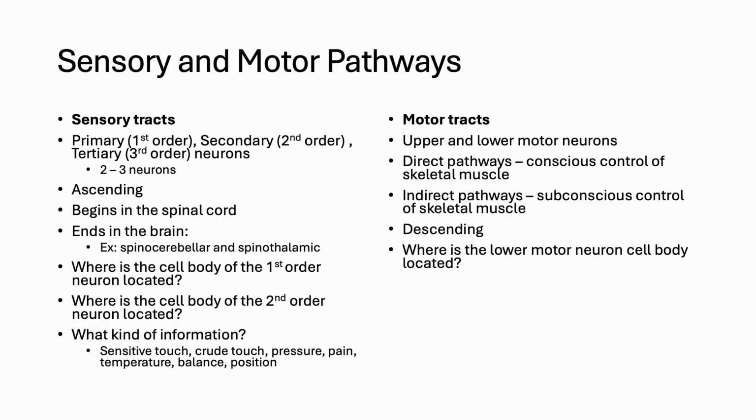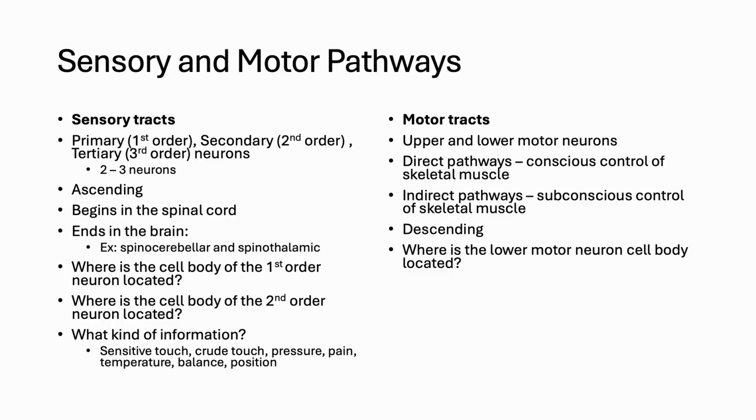Now, the second order neuron we're going to look at, depending on the pathway, the cell body of the second order neuron, is going to be located in the spinal cord, in the dorsal gray horn, okay? What kind of information are we receiving through this somatosensory pathway? Our sensitive and crude touch, our pressure, pain, temperature, balance, and position.